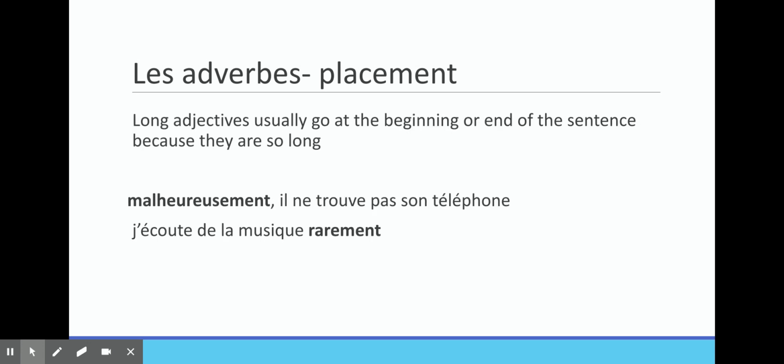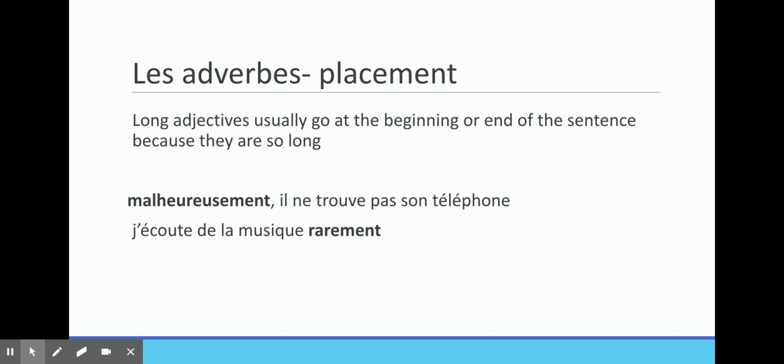Also, long adverbs are usually going to be placed at the beginning or the end just because they're so long. So we have malheureusement. Usually any adverbs that end in ment are going to come either at the beginning or end of the sentence. So malheureusement, which means unfortunately or sadly. Malheureusement, il ne trouve pas son téléphone. So sadly, he did not find his phone. You could say, il ne trouve pas son téléphone malheureusement. He did not find his phone, unfortunately.